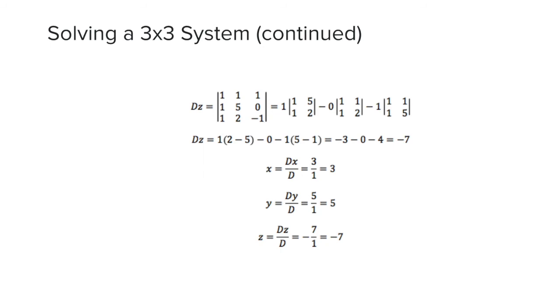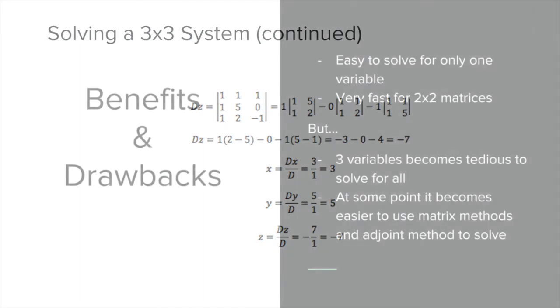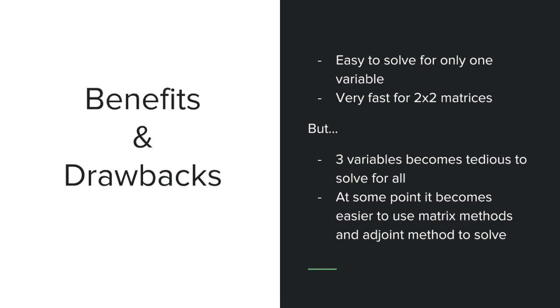3x3 is just a little bit more complicated because there's more to do to find the determinant, and there's more variables to solve for. So now, because of the way it's set up, with Cramer's rule you can solve for only one variable. So if we go back to our 3x3 example, if we only wanted to solve for x in this situation, we wouldn't have had to find dy and dz. We'd have only had to find d and dx, and then we'd have just been able to say x equals dx over d equals 3 over 1 equals 3, and we'd be done. So it would be much simpler.